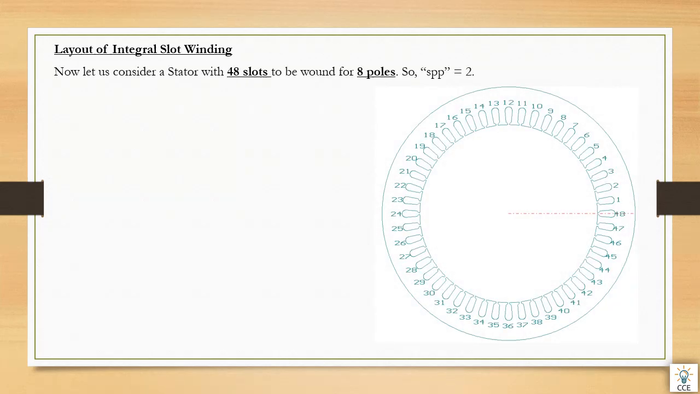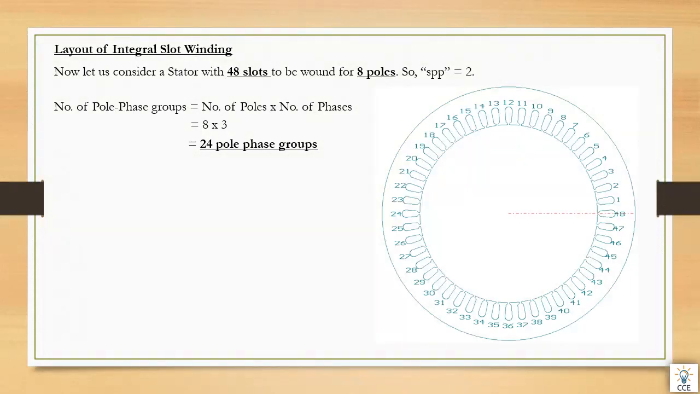Now let us take another example. Here we have now doubled the slots as well as doubled the number of poles. So what we have considered is a 48 slot machine, and it would be wound for 8 poles. So here the slot per pole per phase value remains 2, but the pole phase group number will now change because the number of poles has changed. So we have 8 poles multiplied by 3 phases, it will be 24 pole phase groups.